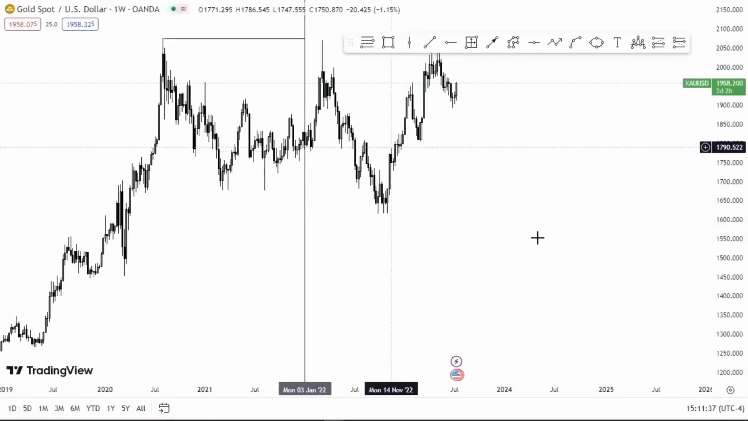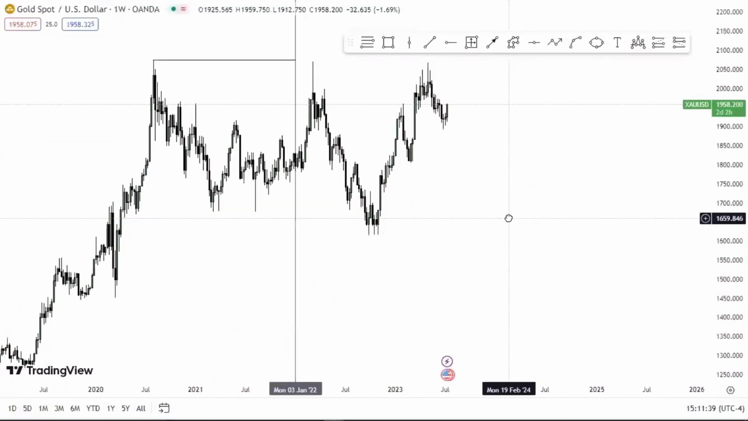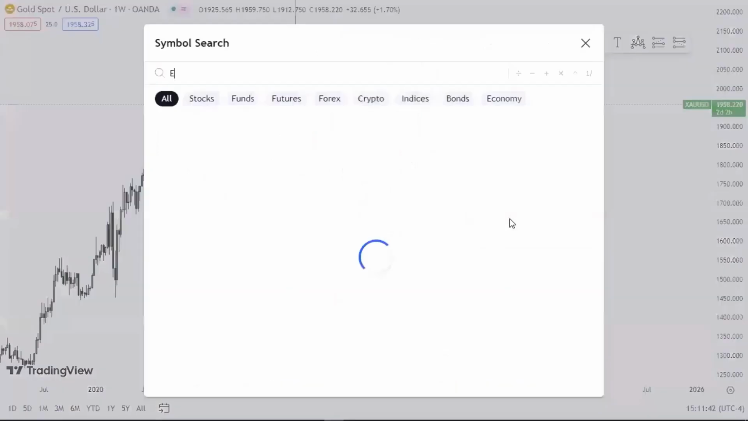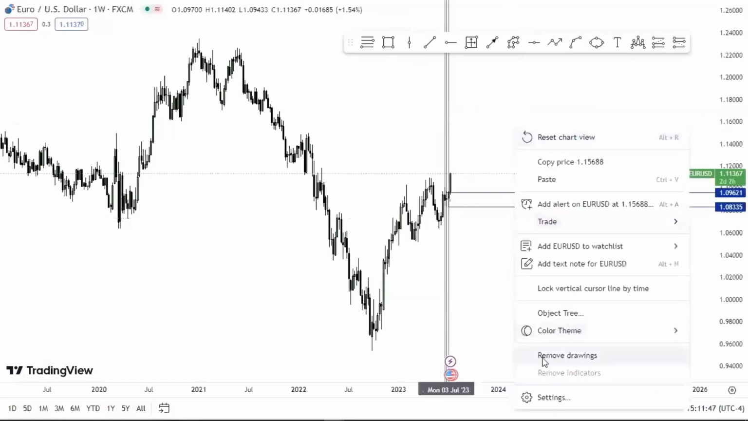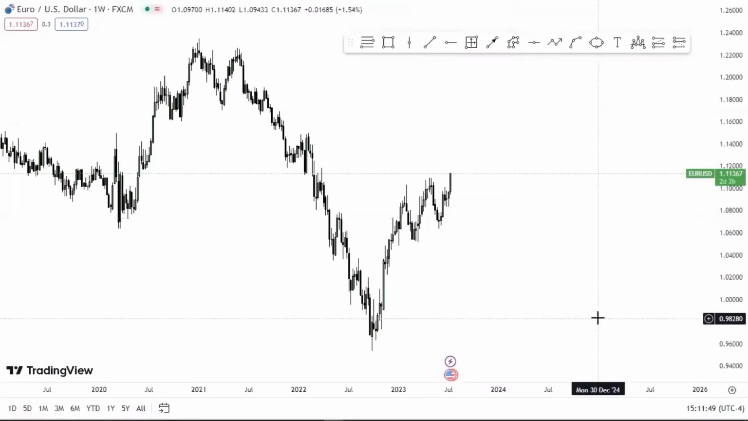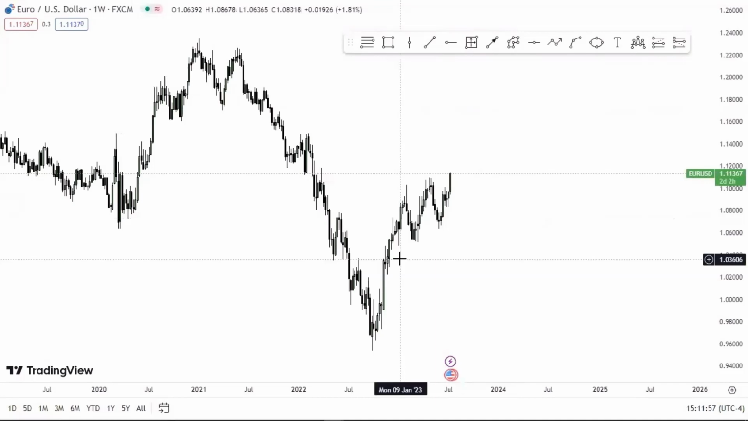What you are currently looking at is a chart for gold. All right, so let's use this. What you're currently looking at is a chart for euro USD, that's the euro against the dollar. As a matter of fact, this is the most traded instrument in the whole world, not just the most traded currency, but the most traded financial instrument.